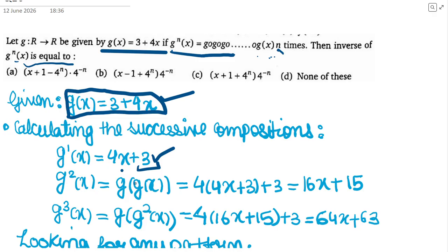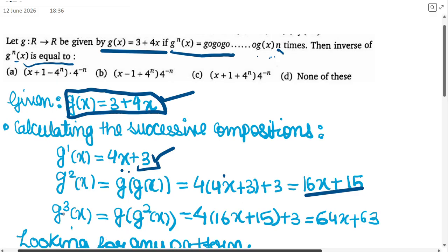Then what is G(G(x))? We'll substitute this 4x + 3 in place of x, and we'll get 16x + 15. Then we'll calculate G(G^2(x)). Another way of writing it is G(G(x)), and we know that this is already G^2(x), which we calculated as 16x + 15. So we'll directly substitute it in place of x, and we'll get 64x + 63.